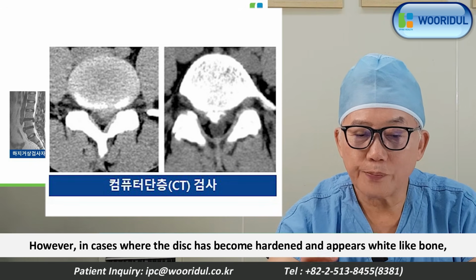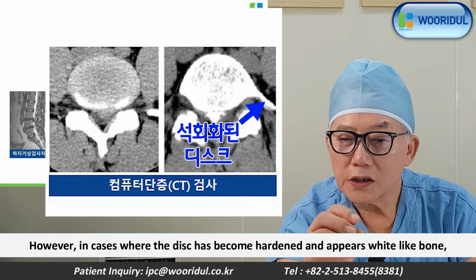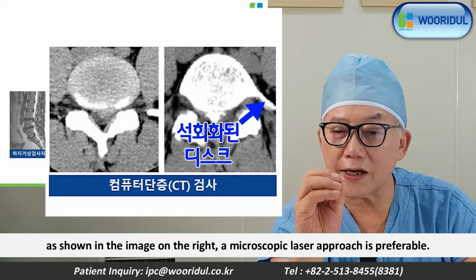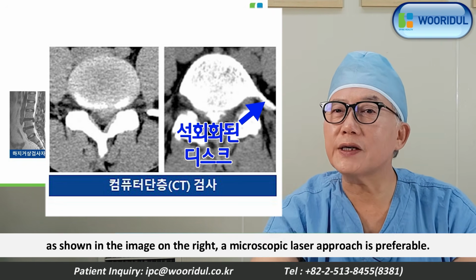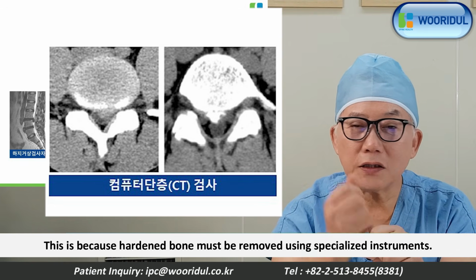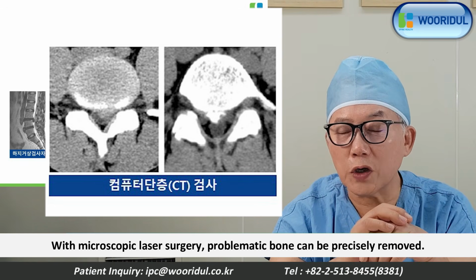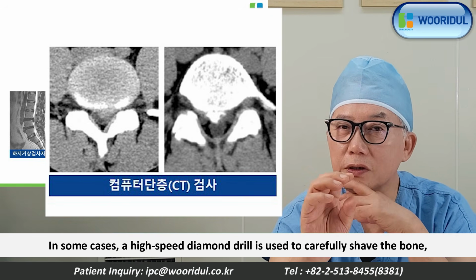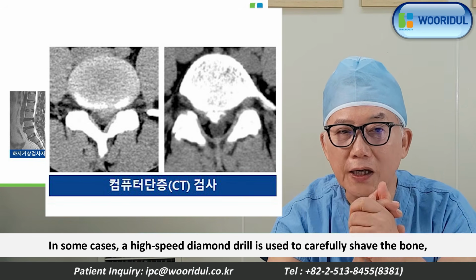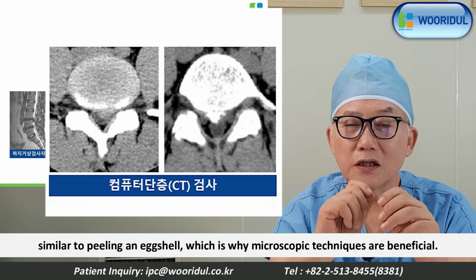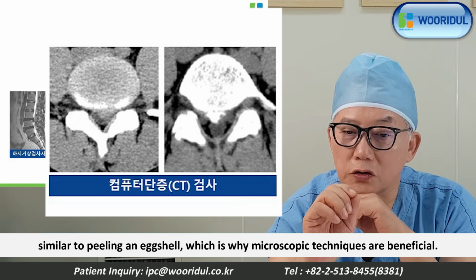However, in cases where the disc has become hardened and appears white like bone, as shown in the image on the right, a microscopic laser approach is preferable. This is because hardened bone must be removed using specialized instruments. With microscopic laser surgery, problematic bone can be precisely removed. In some cases, a high-speed diamond drill is used to carefully shave the bone, similar to peeling an eggshell, which is why microscopic techniques are beneficial.